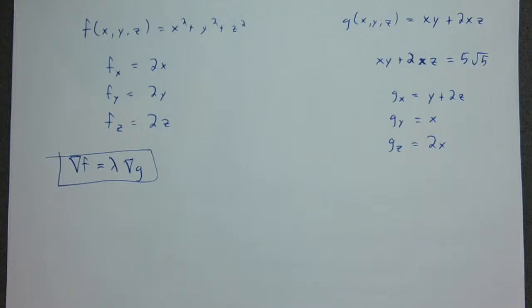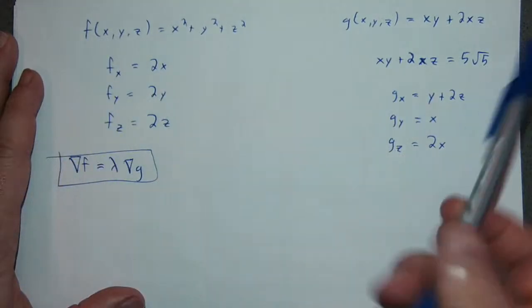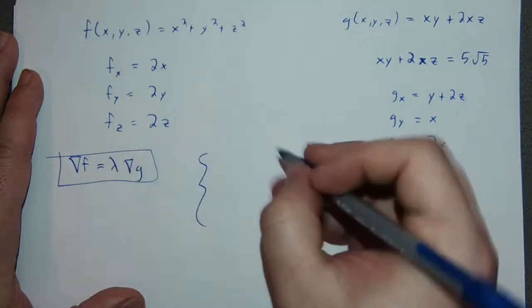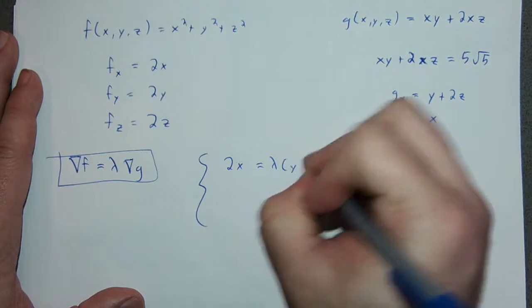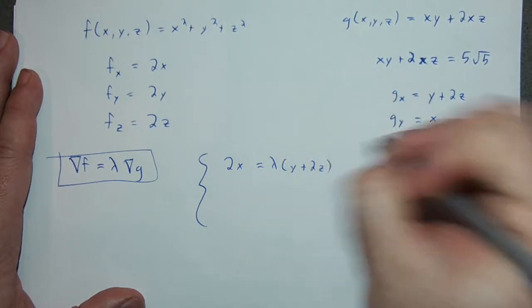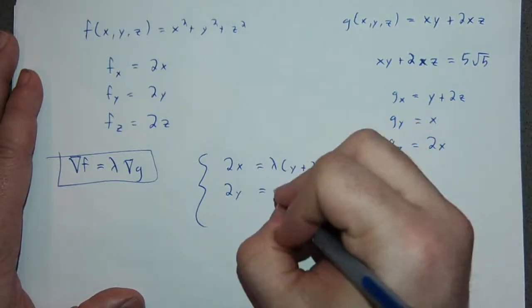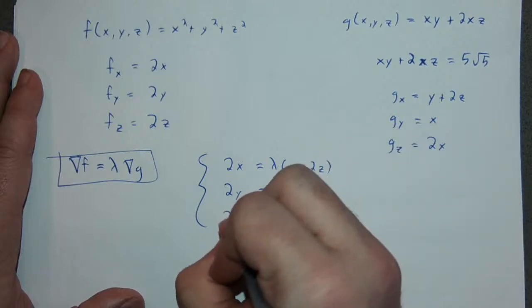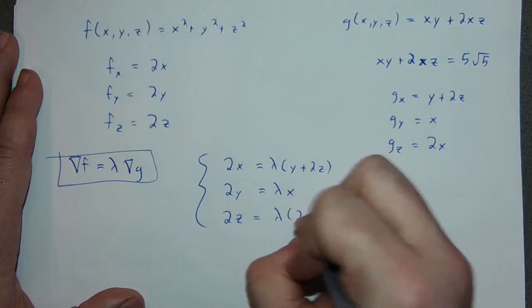Setting these two things equal to each other, since this works for functions of 3 variables just as well, the system of equations I get now has 3 equations. I have 2x is equal to lambda times y plus 2z. The next is 2y is equal to lambda times x, and 2z is equal to lambda times 2x.